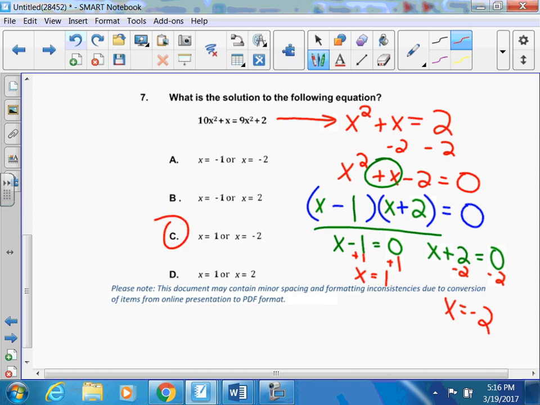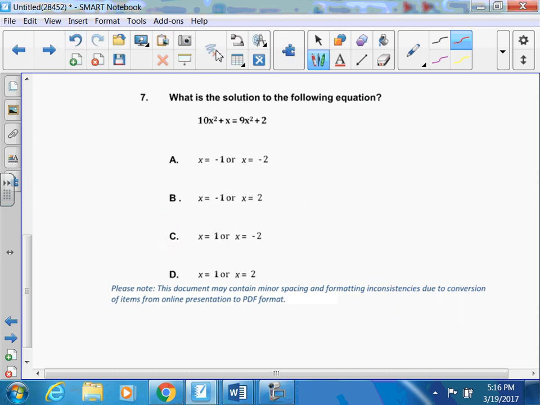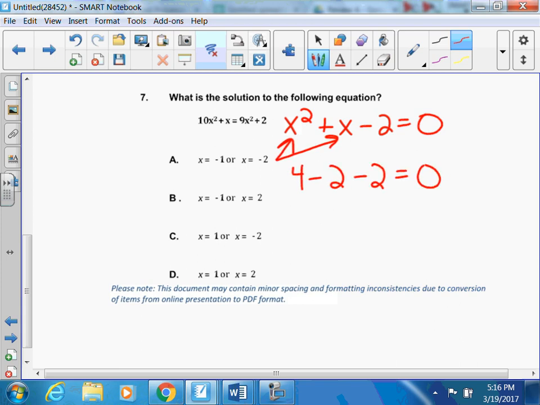Now, there's a couple other ways you could do it. We could get everything on the same side like we had. So we had x squared plus x minus 2 equals 0. And we could just plug in numbers for x to see which one works. So if I plug in negative 2 right here, negative 2 squared is 4. Then you plug in negative 2 here, that'd be just a minus 2. Then minus another 2. Does that equal 0? And you would say, yep, it does. So negative 2 is definitely one of your answers.